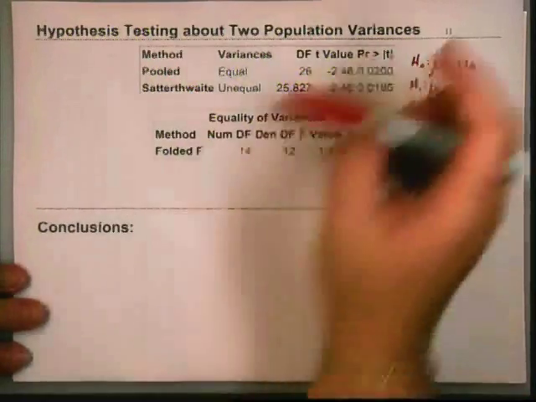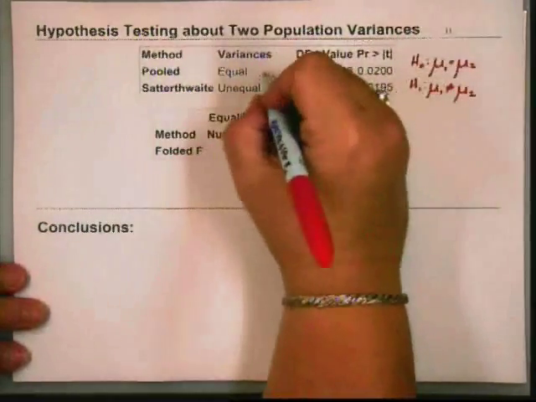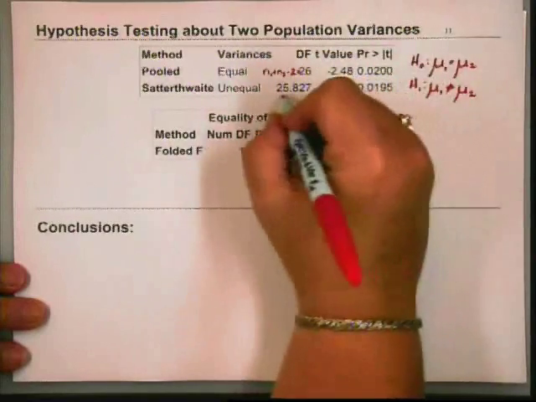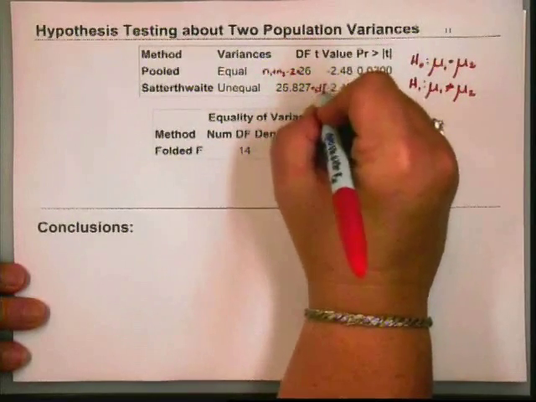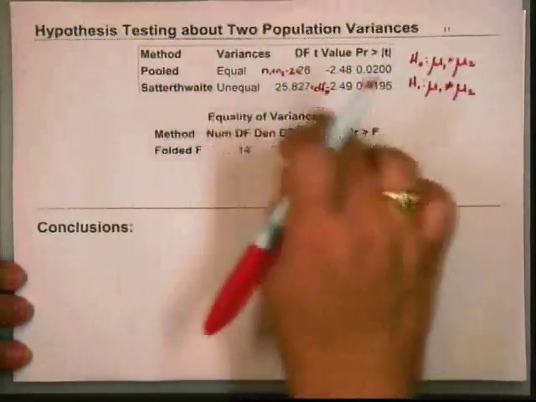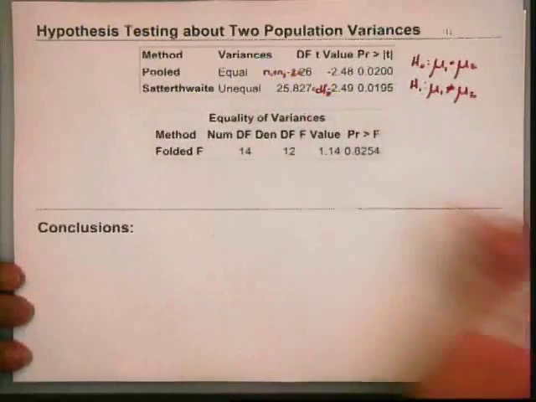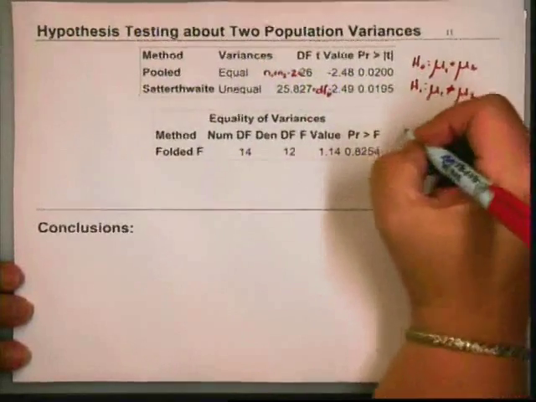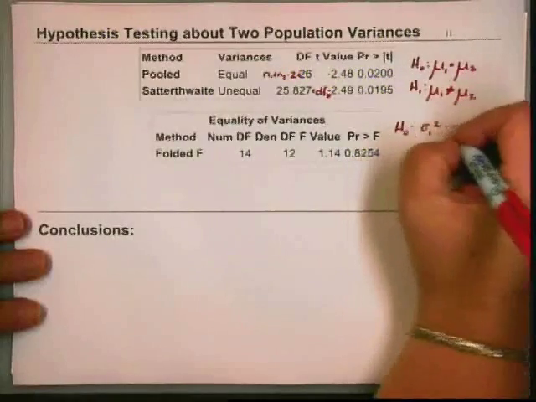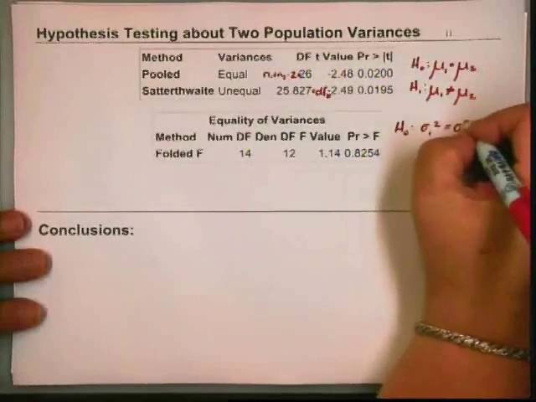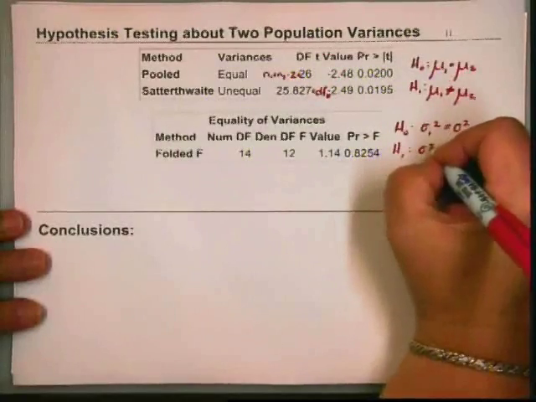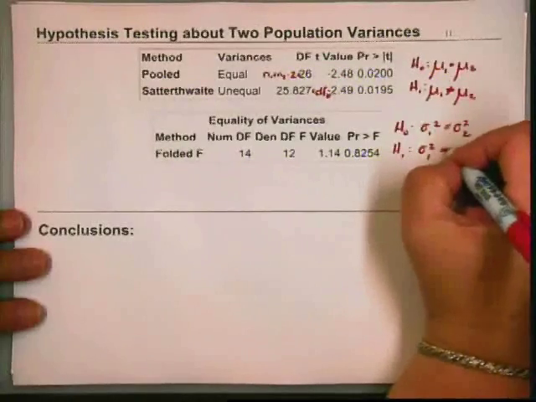Okay, and so we talked about the output here. This 26 is N1 plus N2 minus 2. 25.827 is DF star. Equality of variances. This last thing is what we've talked about today. All right, so this is testing the variance: is design 1's variance equal to design 2's variance versus the two-sided alternative, that they are different.